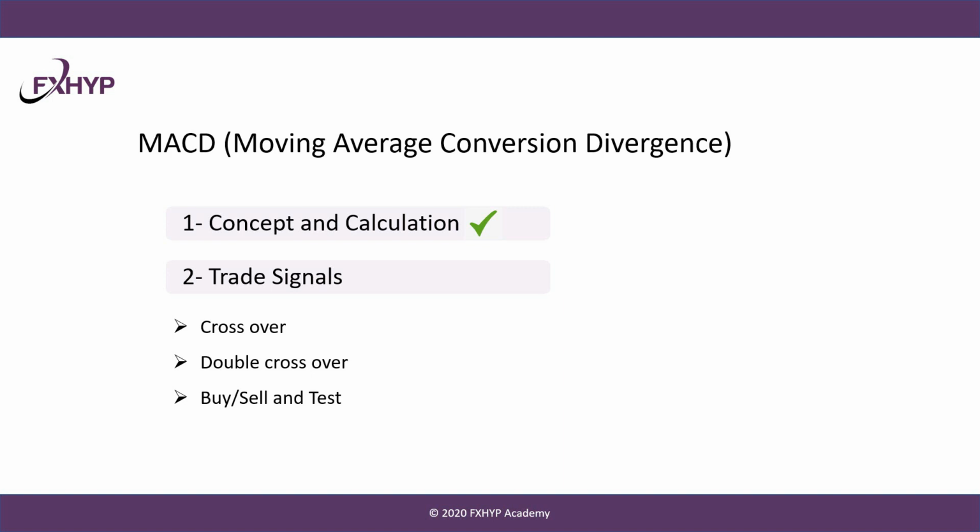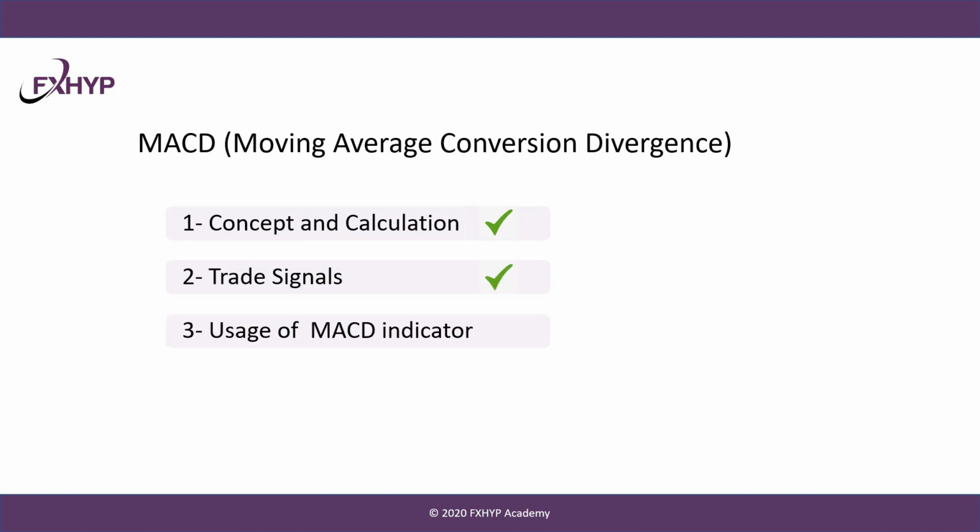By now, just to sum up, we've got the concepts and calculation of MACD. We got the trade signals of MACD. We need to know how to use MACD itself, the usage of MACD. Is it only the signals we can generate from MACD? No. MACD has two major usages, frankly speaking.